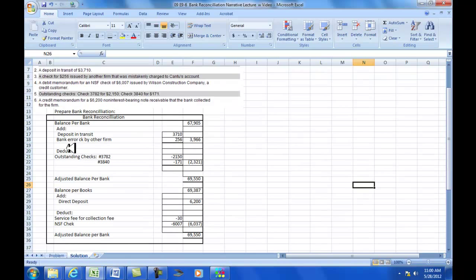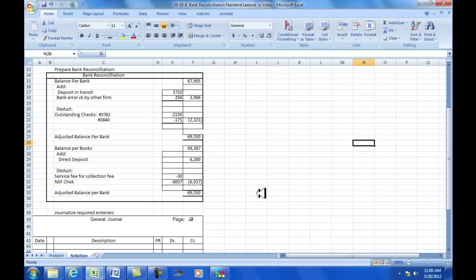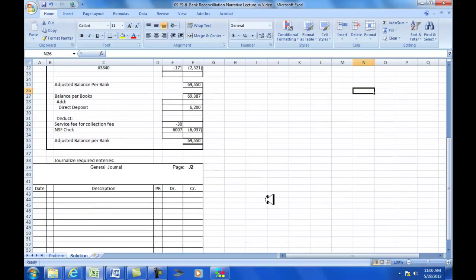We don't have to journalize anything in the balance per bank section because all of these items are in our books. The deposit in transit is in our books. The bank error is being taken out of their balance. That doesn't need to be in our books. Outstanding checks are both in our books. But the things that need to be added and subtracted in our books are the adjustments per the balance per books.